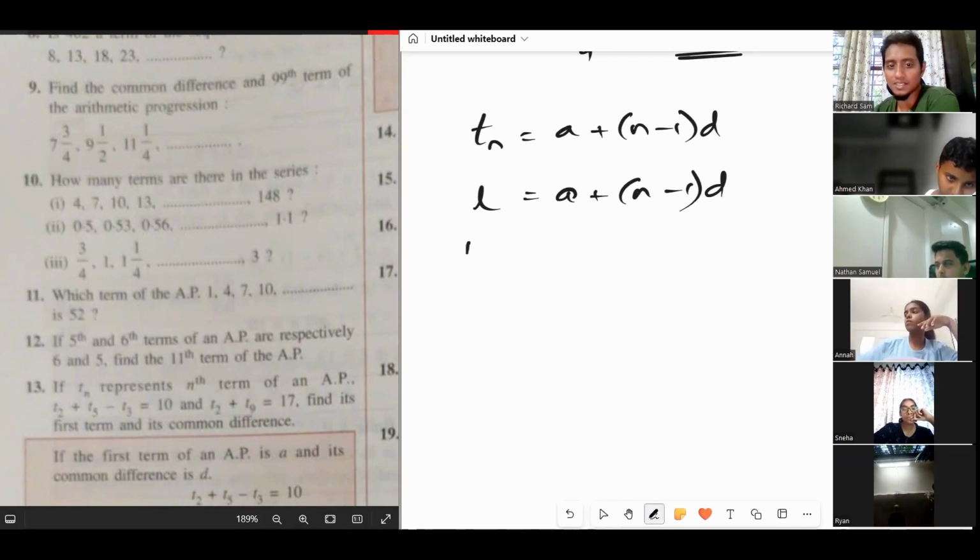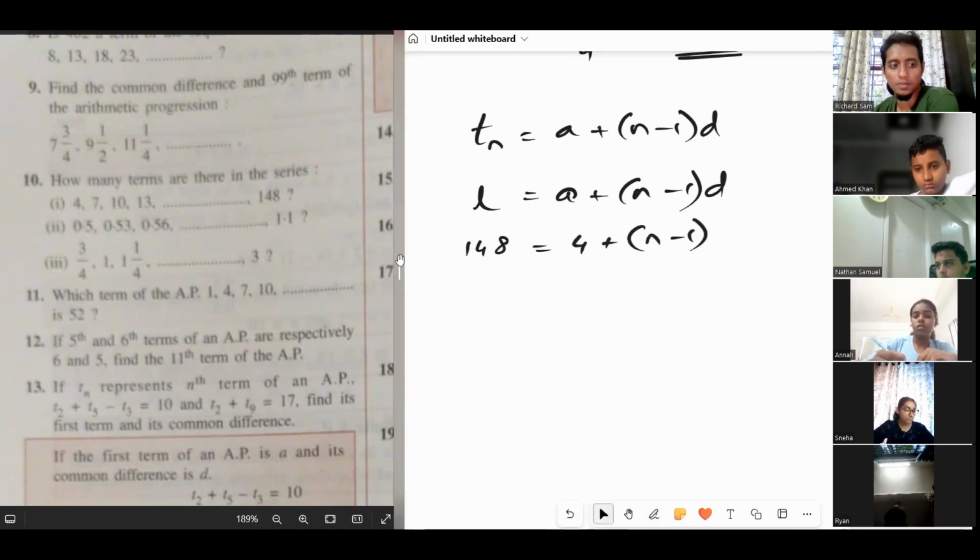L is 148, which is equal to A, which is 4, plus n minus 1 into D. What is D? 3. So we got an equation with n as the missing value. What does this n represent? The number of terms. So solve this equation, all of you, and tell me what is n. This is question 10.1.